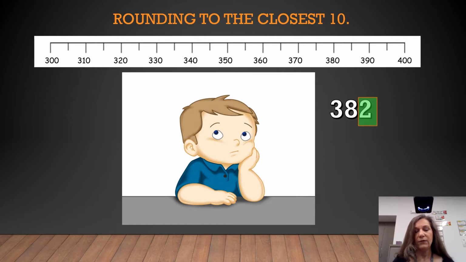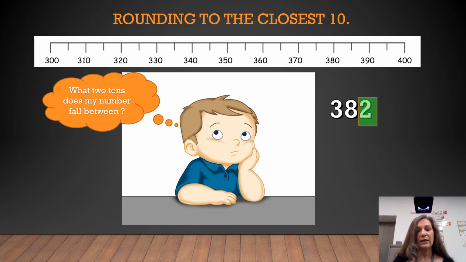Now, if you notice on our number line, we have numbers that are multiples of 10, but in between each one of those multiples of 10, we also have a halfway point, which is 5. We're going to use our ones place to decide if we're going to round down to the lower 10 or past 5 to round up to the upper end. So first thing we need to ask ourselves is, what two tens does my number fall between? You'll see all the groups of 10 here between 300 and 400.